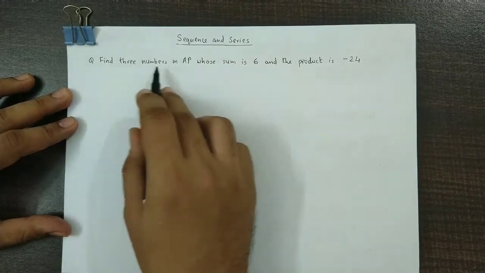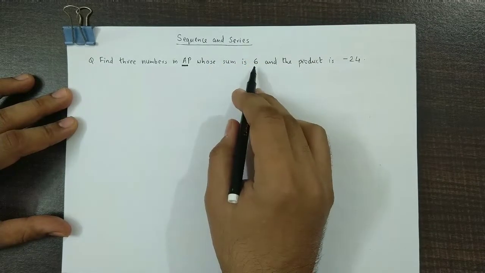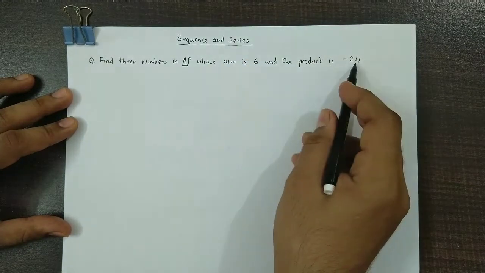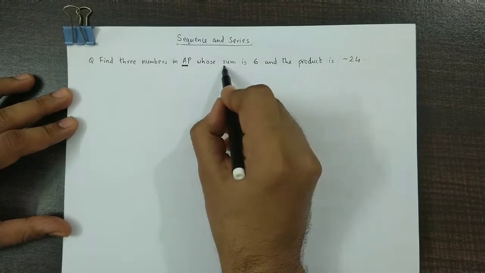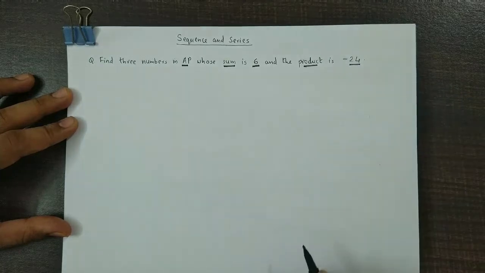The question is, find three numbers in AP whose sum is 6 and the product is minus 24. So the sum is 6 and product is minus 24.